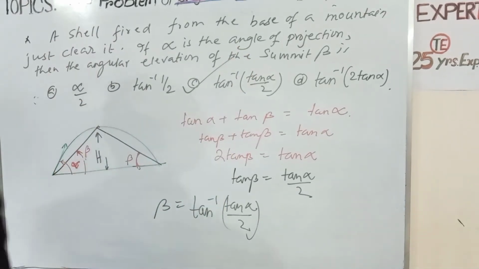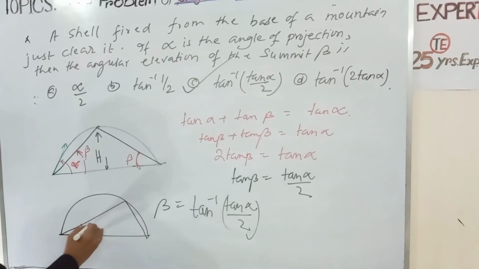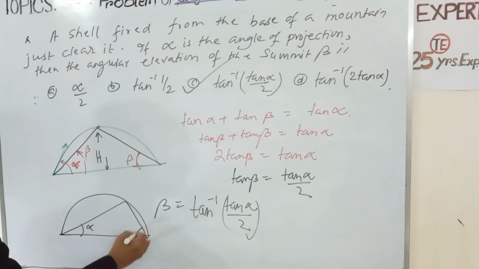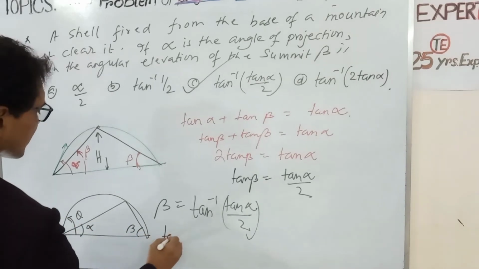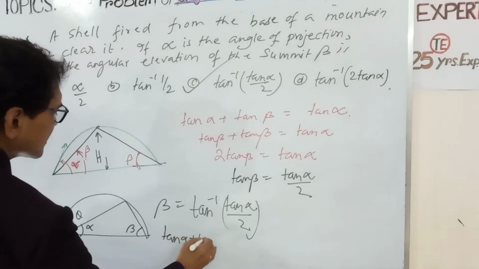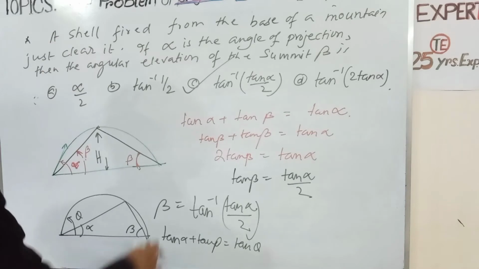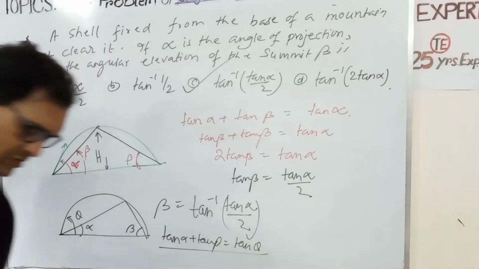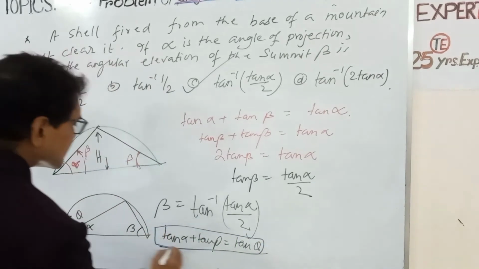The formula is, if this is the projectile path and this angle is alpha, this angle is beta and this angle is theta, the result is tan alpha plus tan beta equals tan theta. In this problem we use this result.